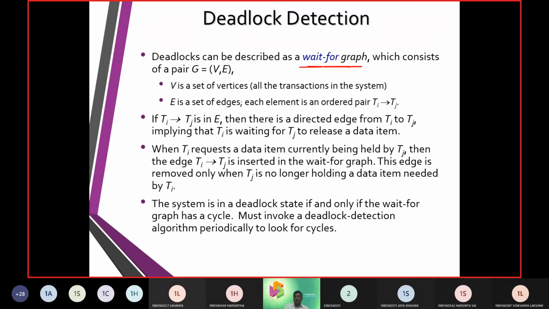We need to draw the wait-for graphs. In this wait-for graph, we go with a pair, G, where G stands for the graph, V stands for vertices, and E stands for edges. So what it is going to tell us is which is the first transaction and which is the next transaction. First Ti followed by Tj. In this way we are going to draw a graph.